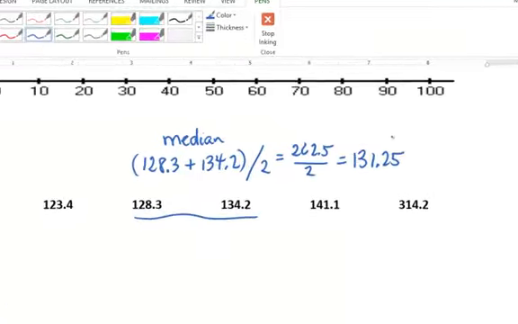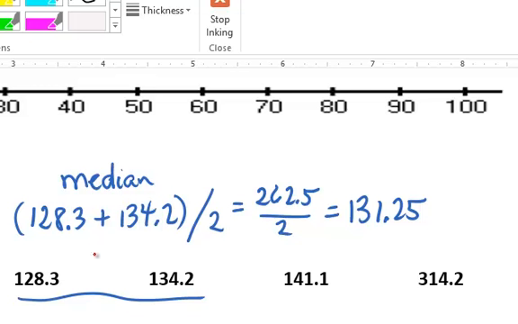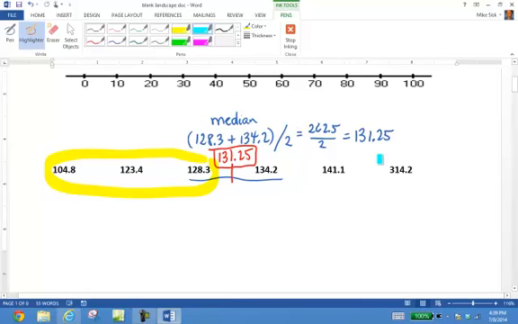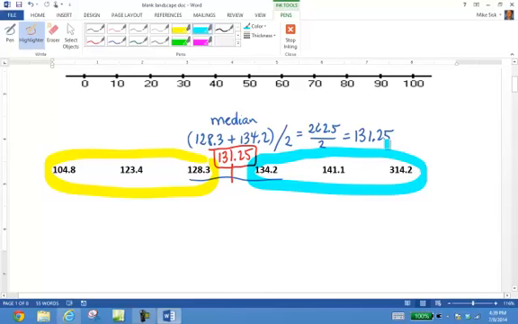So the median value for this is going to be 131.25. That's my median value. Now notice it's not in the list. But again, what it does, it guarantees that I have the same number of items on the left-hand side and the same number of items on the right-hand side. And no, I've not forgotten the low and the high. I tend not to do that first because I found that students will eliminate those numbers.